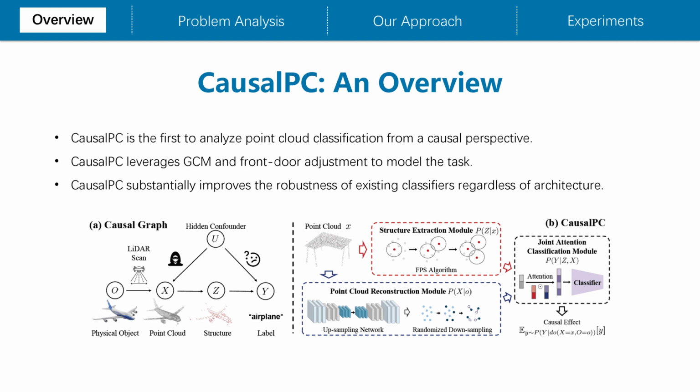CausalPC is the first to analyze point cloud classification from a causal perspective. We leverage graphical causal model and front door adjustment to model the task of point cloud classification. The proposed method substantially improves the robustness of existing classifiers regardless of architecture.